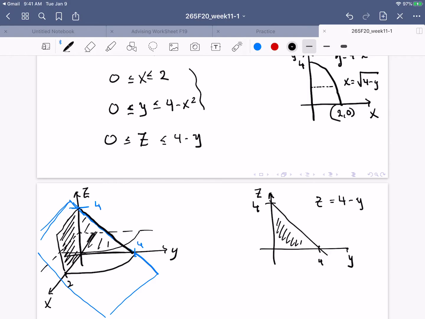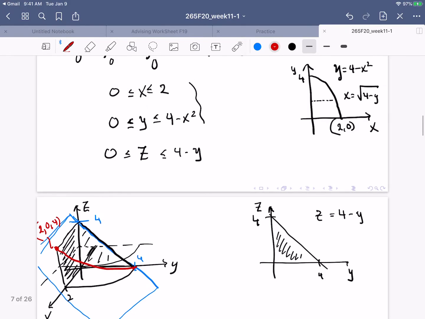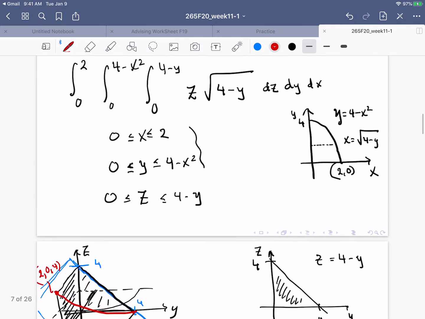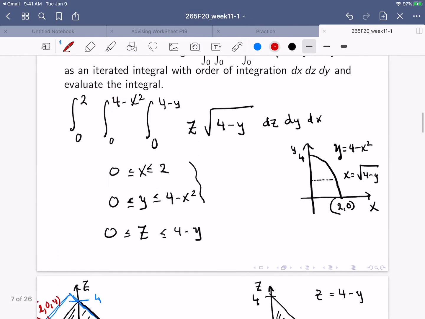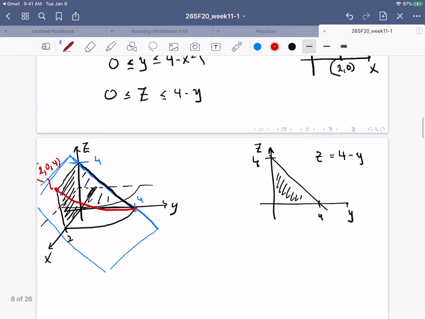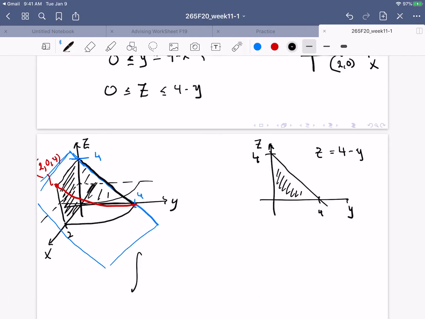And then this blue plane is going to slice down and is going to cause kind of a parabola shape from this point, which is (2, 0, 4). XYZ is 2, 0, 4, and then it's going to come down like that. So there's our three-dimensional object. There's our surface, I should say. And we want to integrate z times the square root of 4 minus y over that surface. But first we want to change the order of integration to be dx, dz, dy.